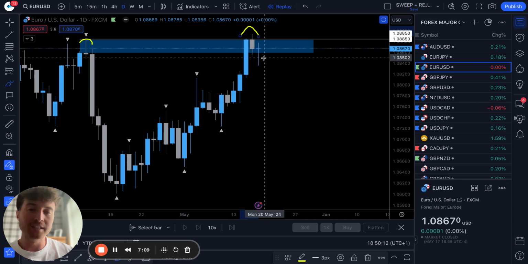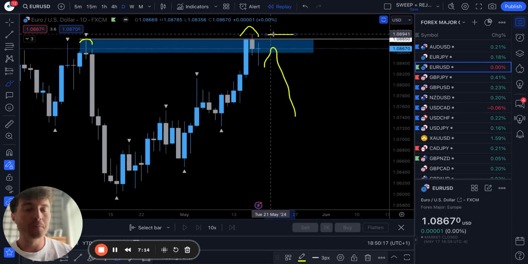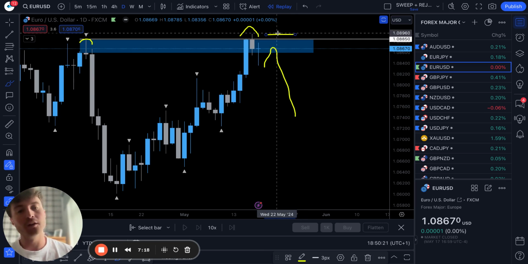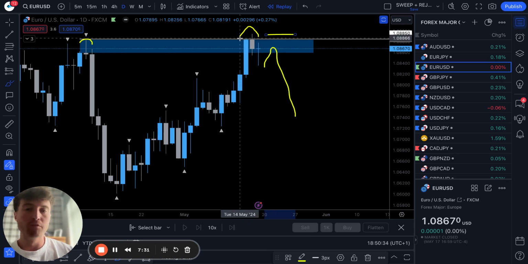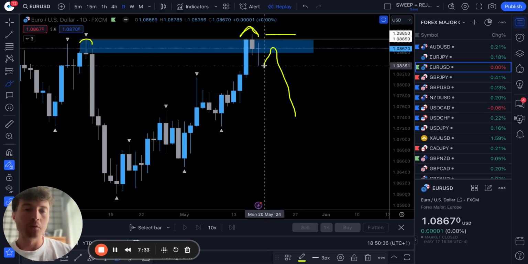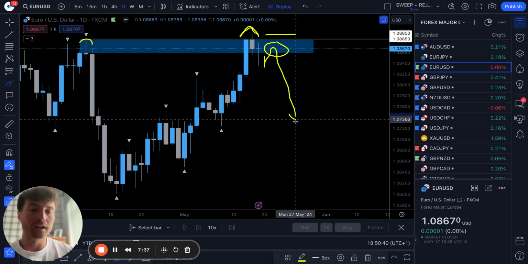We'll have a clear invalidation. We've got an entry here, clear invalidation above this level. If we're wrong, then price would start pushing back to the upside, and then this deviation wouldn't be a true deviation. So if we see a close below 1.08600, we can view this as a deviation here, and then we can look to enter on this retest off this area, and you've got clear targets.